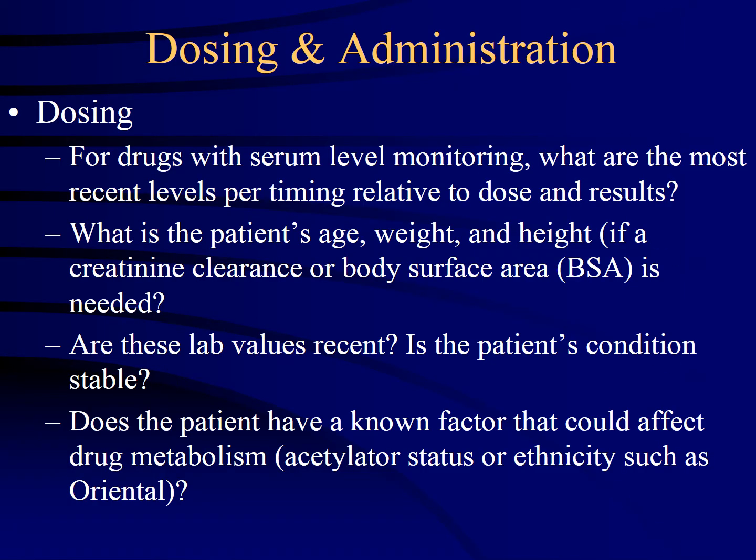Other questions to consider for dosing questions are, for drugs with serum level monitoring, what are the most recent levels, the timing relative to the dose, and the results? What is the patient's age, weight, and height, if a creatinine clearance or body surface area is needed? Are these lab values recent? Is the patient's condition stable? Does the patient have a known factor that could affect drug metabolism, such as acetylator status, or ethnicity, such as Oriental?